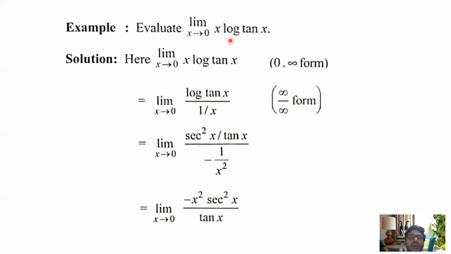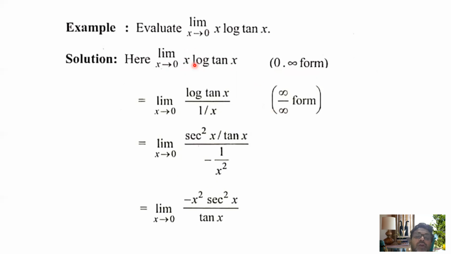Okay, and try to understand: limit x tends to 0, that is 0, log tan 0, that is tan 0 is 0, so log 0 is equal to infinity. So from here you have 0 into infinity form again. Then what you do, you have to rearrange this in such a way so that we can get 0 by 0 form or infinity by infinity form. So you have to decide according to the structure of the given problem.